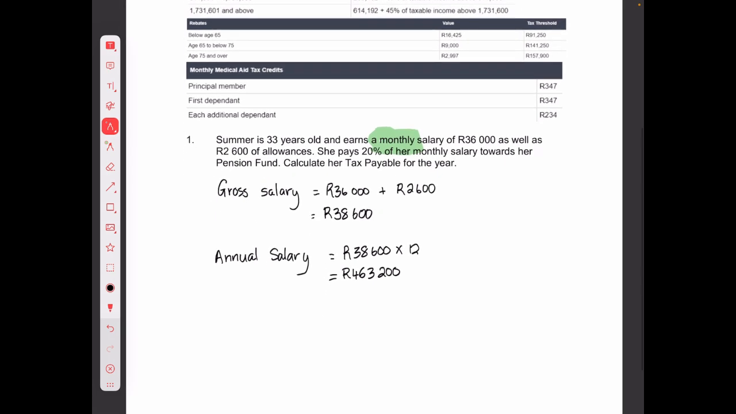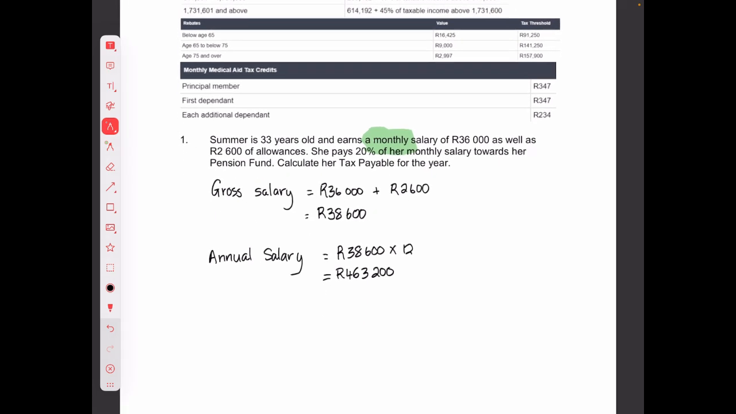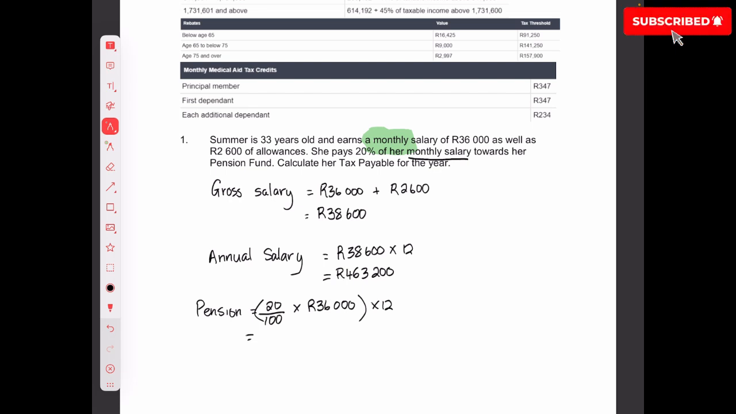Okay, now we're going to work out her pension. So her pension, if you read the question, is 20% of her monthly salary. That does not include the allowance. So we're going to have 20% of her monthly salary, which is 36,000. And then we have to multiply that amount by 12 because we're going to be working with an annual salary.